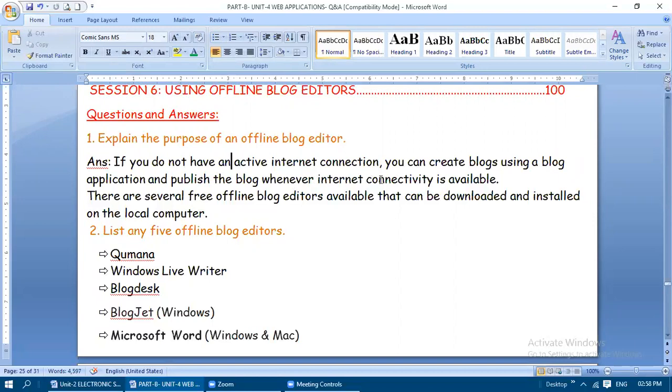If you want to publish or post that block content, you need to have an active internet connection. So we can publish the block whenever internet connectivity is available. There are several free offline block editors that can be downloaded and installed on local computers.